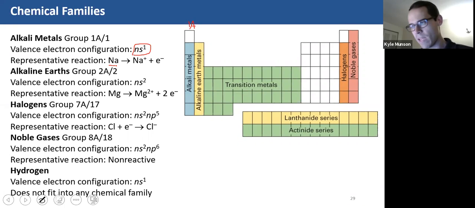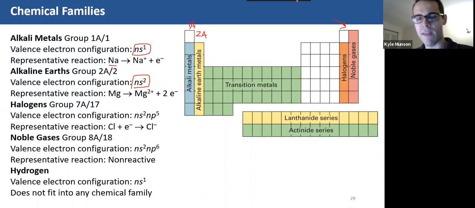Again, the next one in group 2A, shown here, these are alkaline earth metals, okay? They have two valence electrons. They have an ns2 configuration, and the representative reaction here is a magnesium atom losing two electrons. The halogens are all the way over here, okay? Let me just move my screen a little bit. So halogens are over there in group 7A, and they have 7 valence electrons. They have this ns2 np5 electron configuration.